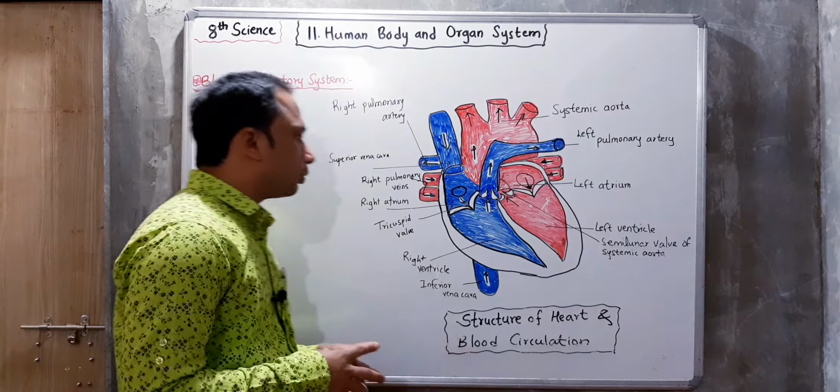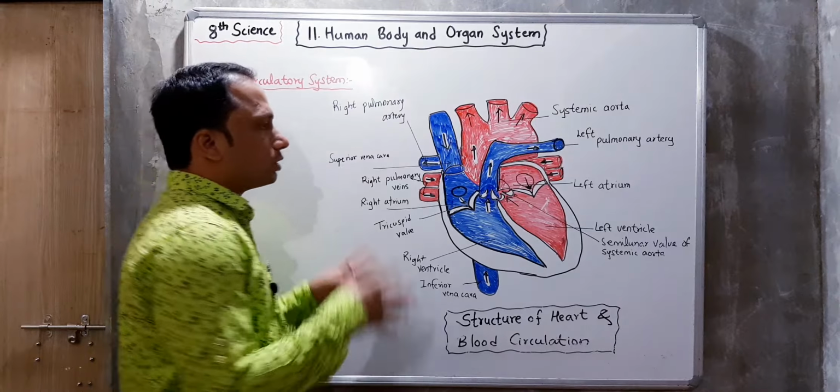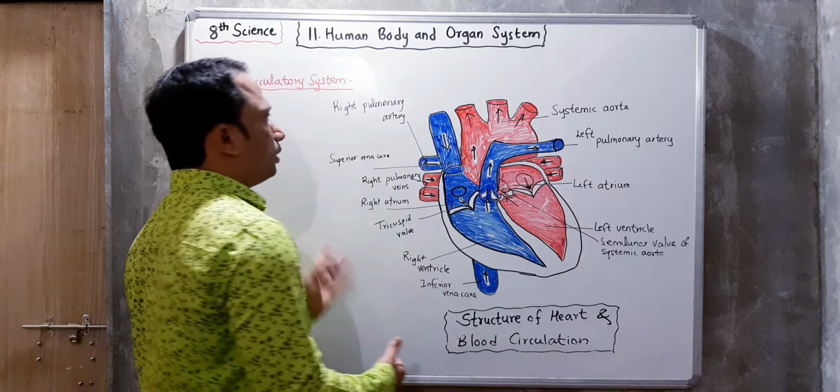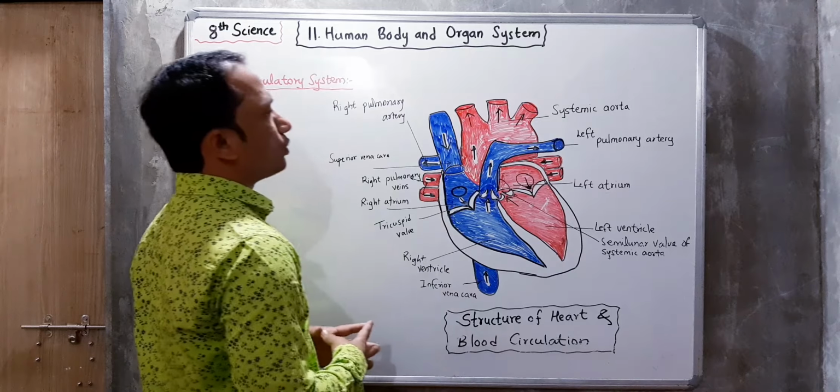So once again I'm going to explain about the structure of the heart. This is the heart, a simple diagram, and you know that this is the left side, then the right side, and the upper side and the lower side. There are four chambers in the heart.